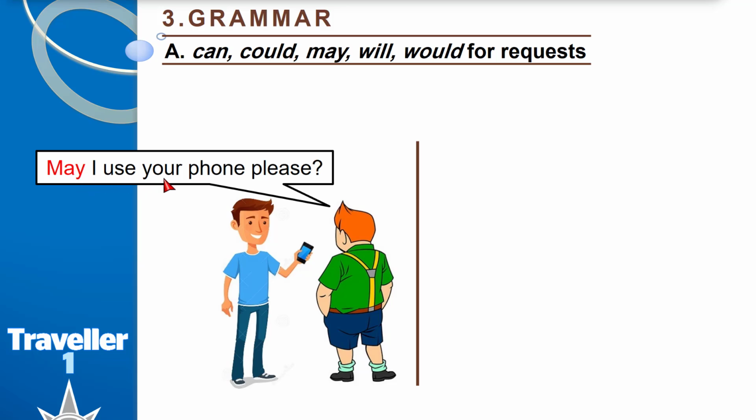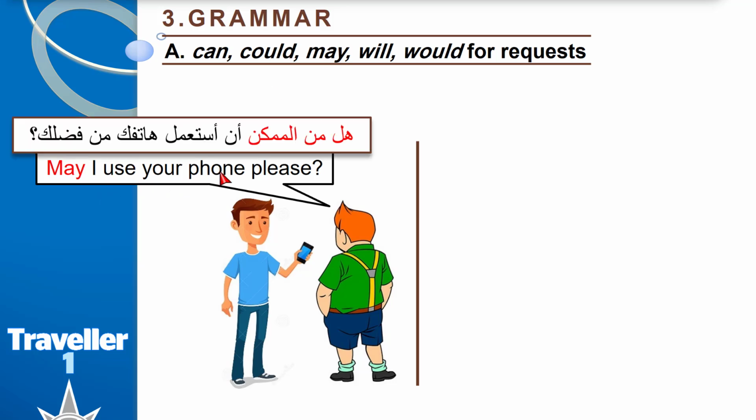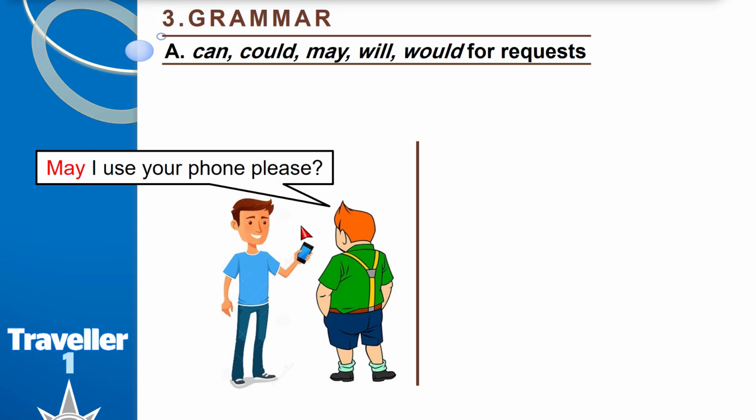May I use your phone, please? This is a request. This boy is asking for this man's phone. We're using may. May I use your phone, please? It's a request. Now, you can accept and say yes. You can refuse and say no. Or, I'm sorry, I can't.